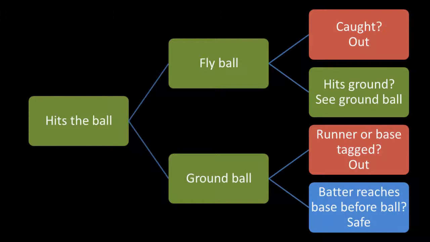If, on the other hand, the batter can run to first base before the defense can get the ball there, he is safe. So first, we're going to look at all the ways that a batter can reach base and become a base runner by hitting the ball. And then later on in the video, we'll take a look at a couple ways that the batter can reach base even without hitting the ball.